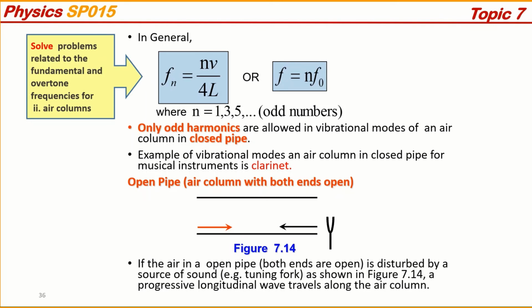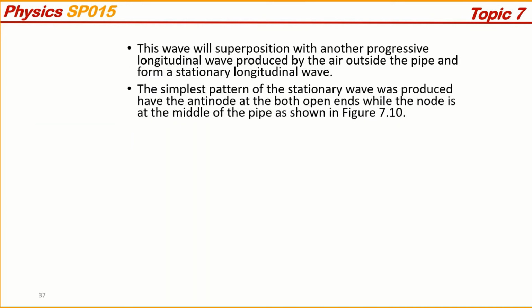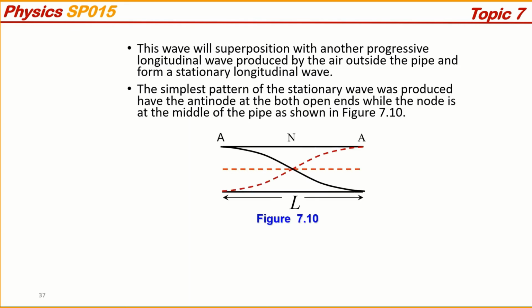If the air in an open pipe, with both ends open, is disturbed by a source of sound, for example a tuning fork as shown in the figure, a progressive longitudinal wave travels along the air column. This wave will superpose with another progressive longitudinal wave produced by the air outside the pipe and form a stationary longitudinal wave. The simplest pattern of the stationary wave produced has an antinode at both open ends while the node is at the middle of the pipe, as shown in the figure.